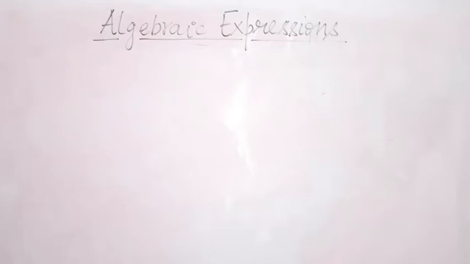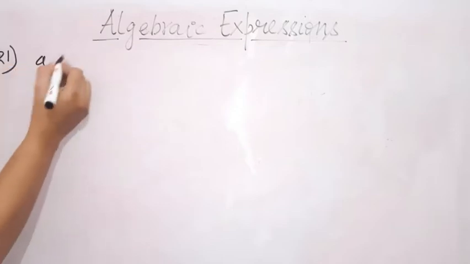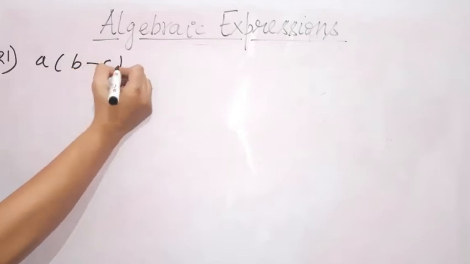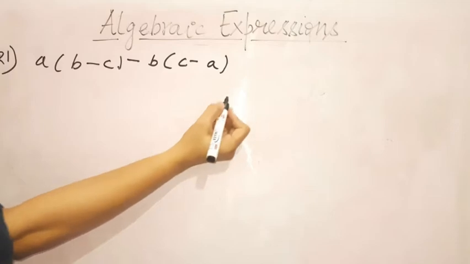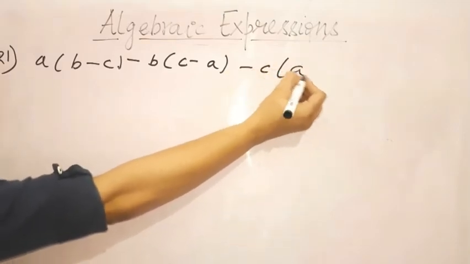So let's begin. We have to do questions from question number 20 till question number 26. I am leaving question number 20, 20 is your homework. I will start from question number 21. a within bracket b minus c minus b within bracket c minus a minus c within bracket a minus b.